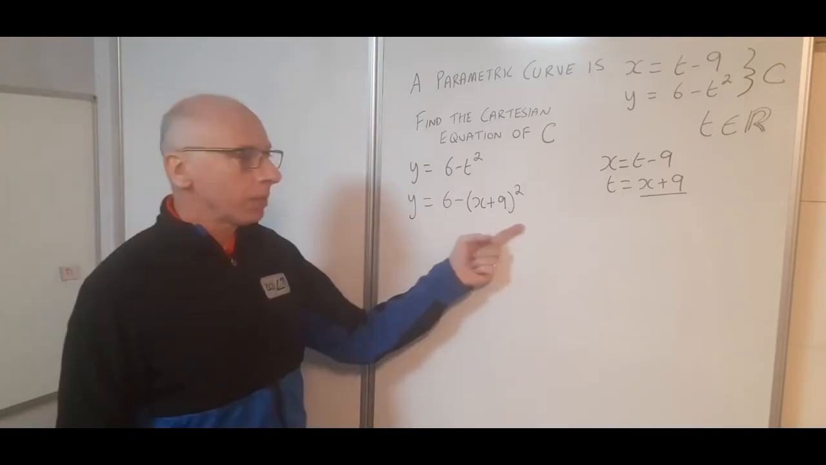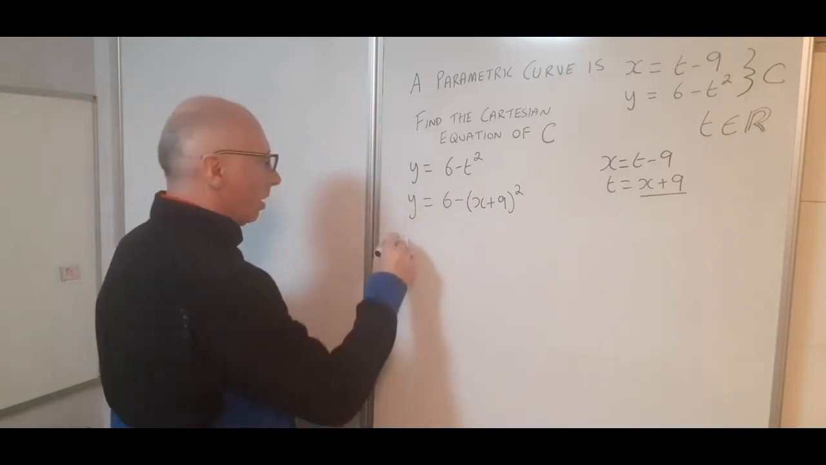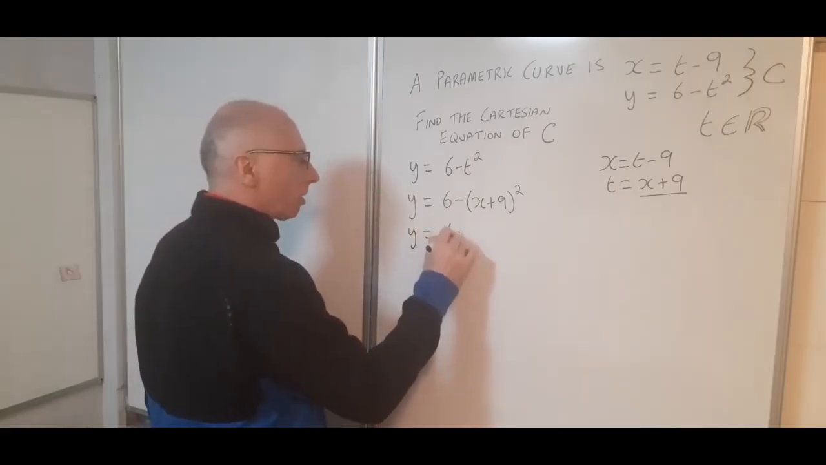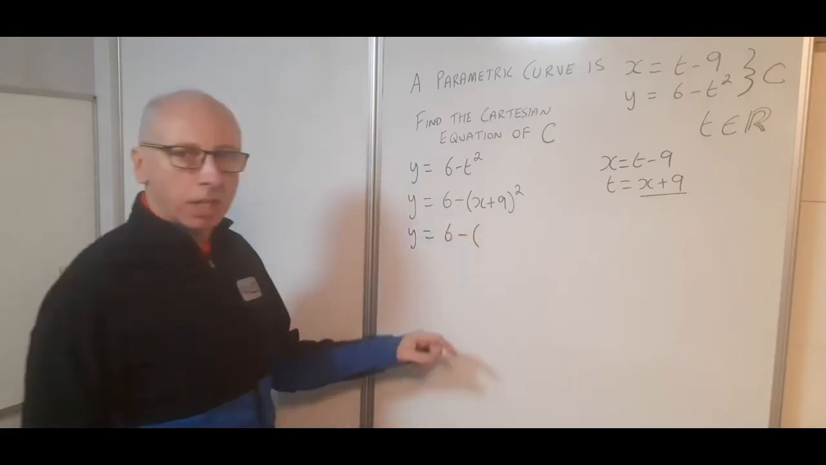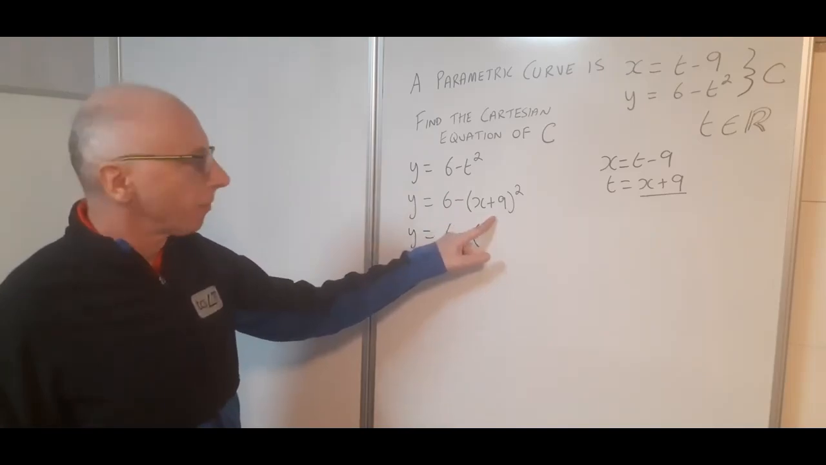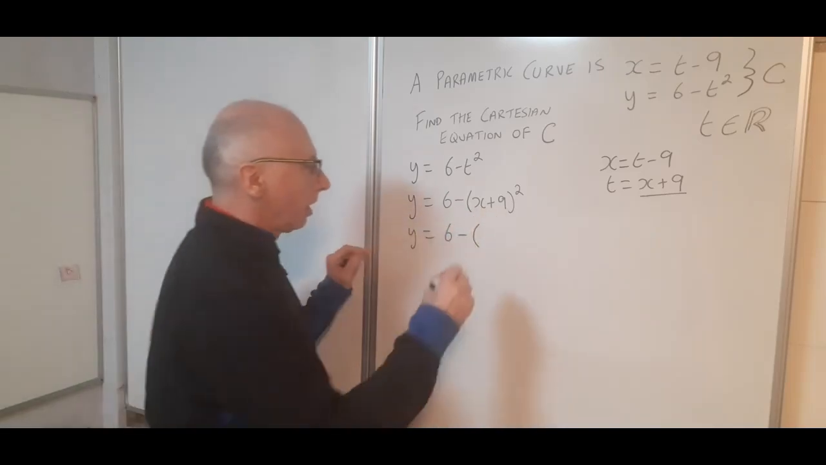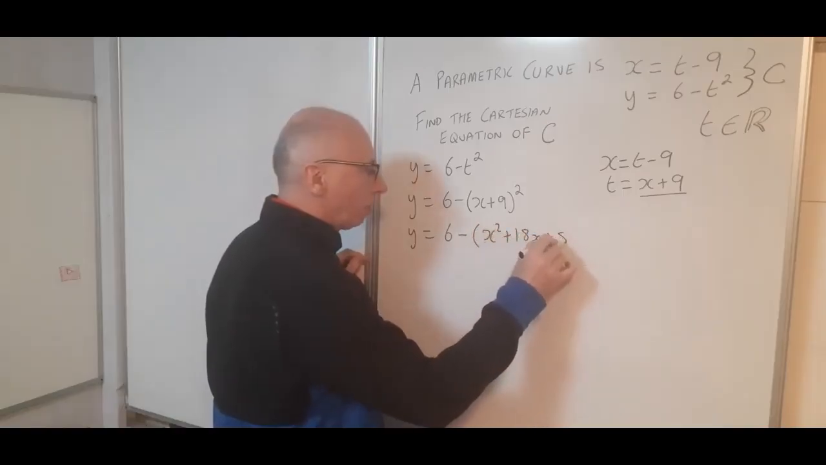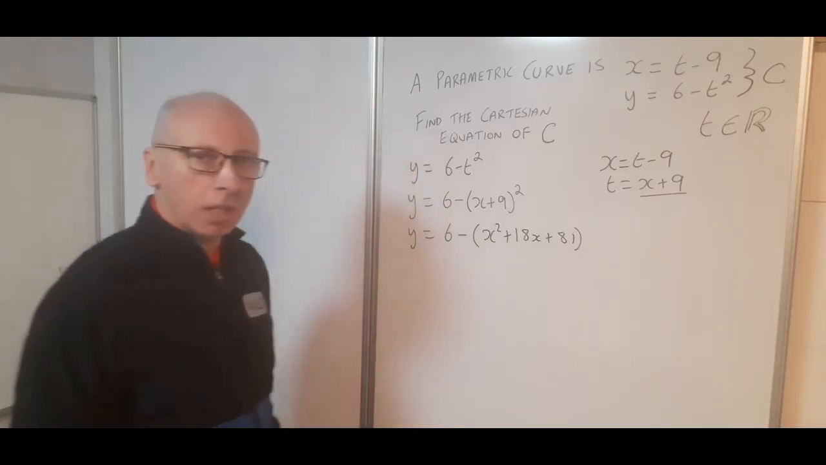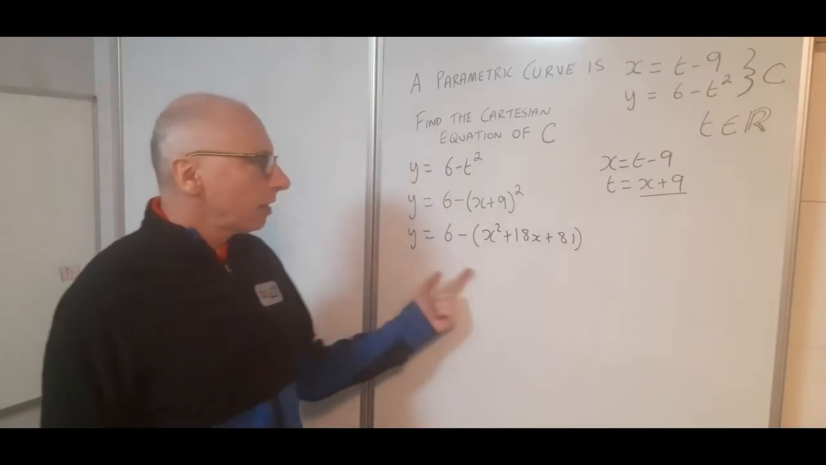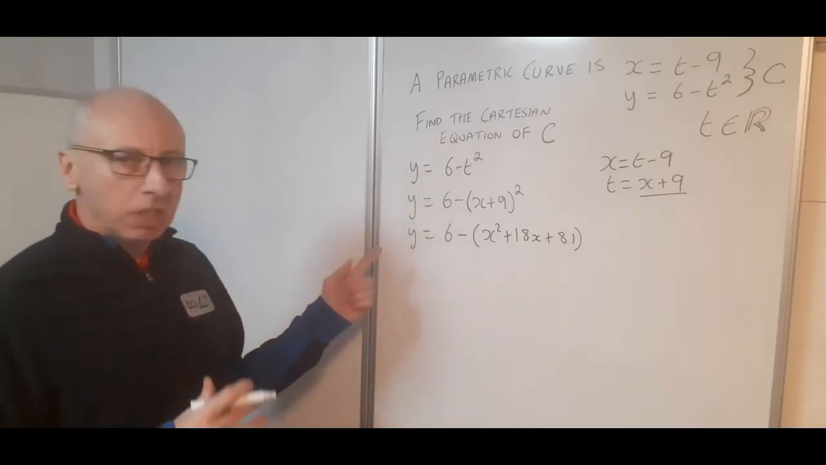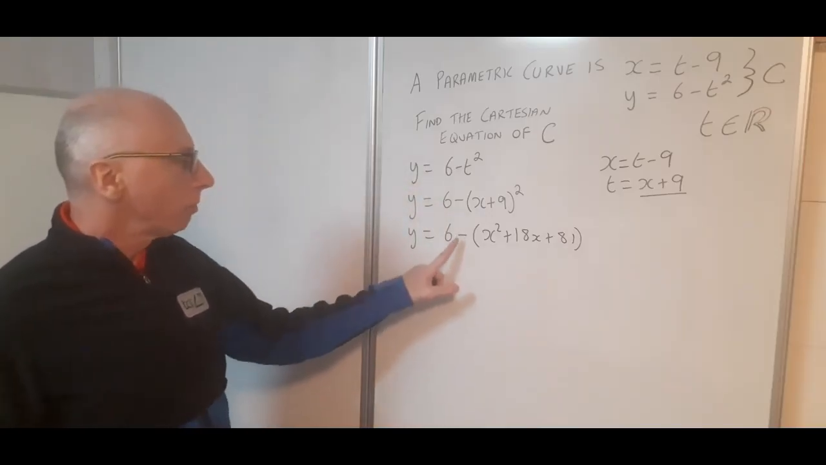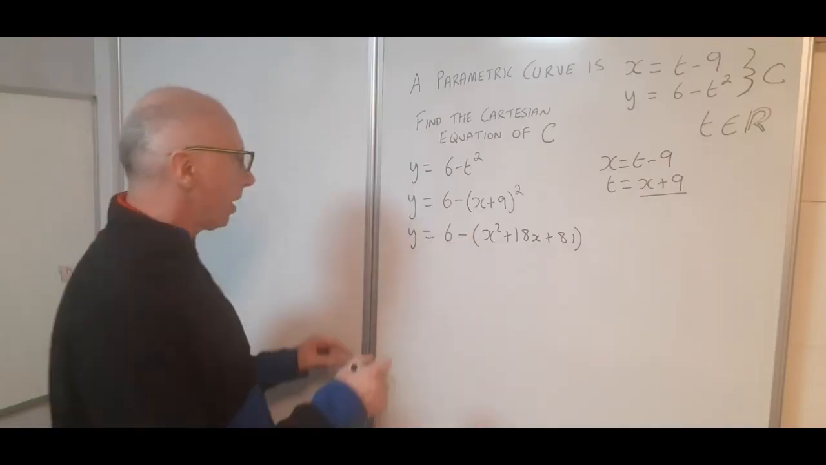Now what we're going to do is expand this out. So y equals 6 minus, let's keep the expansion inside a bracket. Expanding this, I'll have x squared plus 18x plus 81. Now that is not incorrect at all, but it's still a little bit clumsy looking, so we're going to distribute this minus sign inside here.